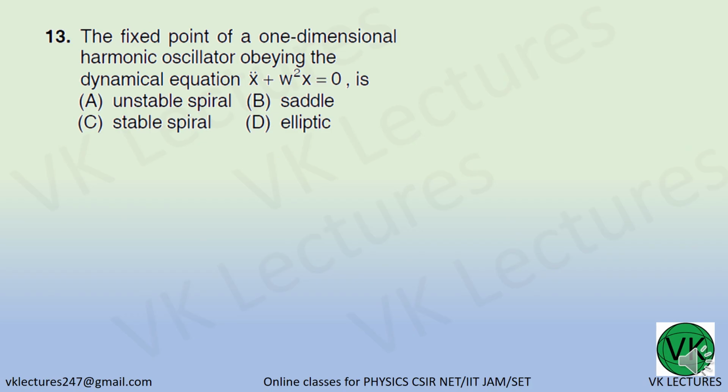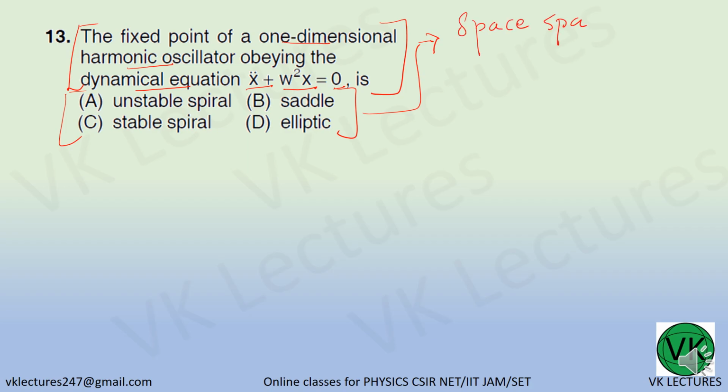The fixed point of a one-dimensional harmonic oscillator obeying the dynamical equation x double dot plus omega square x equal to 0 is. Now from the question nothing is clear, but from the options what I expect is they are talking about the phase space trajectory of the linear harmonic oscillator.